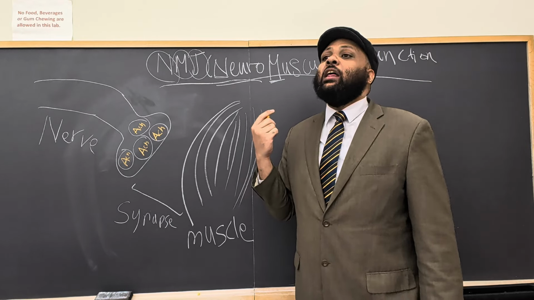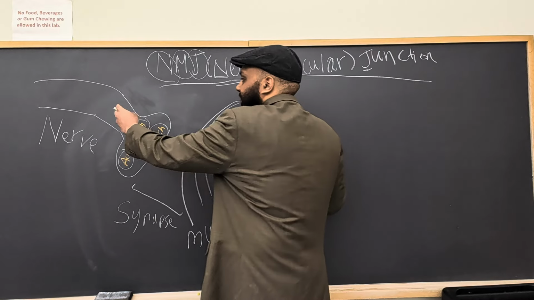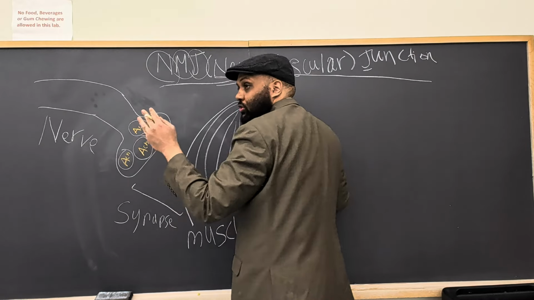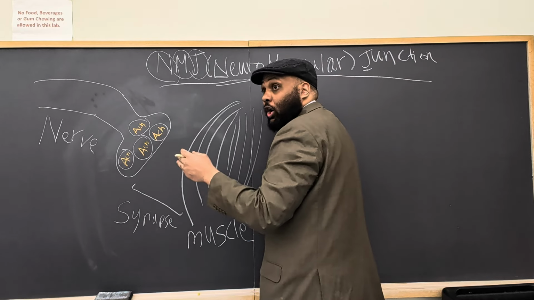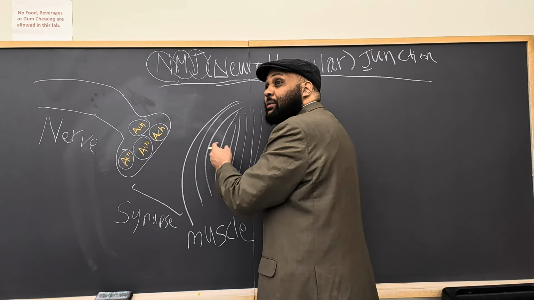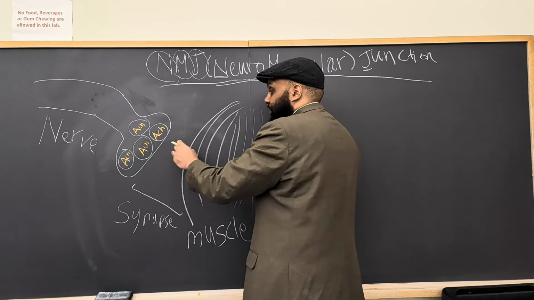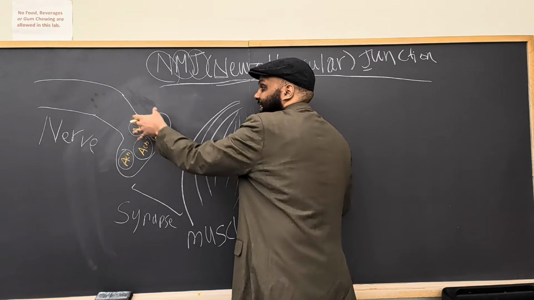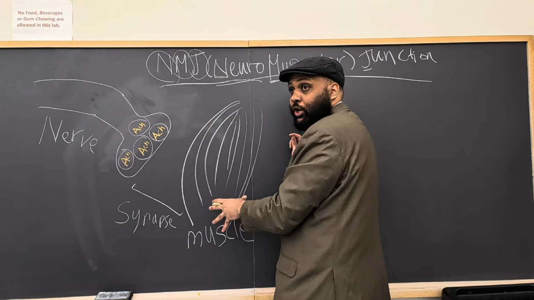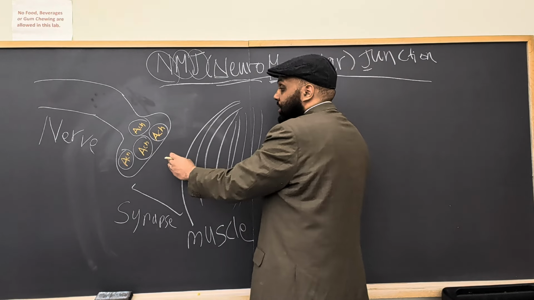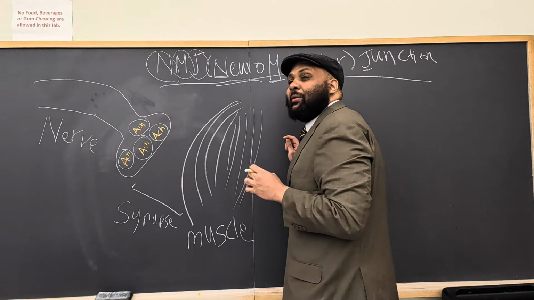The motor end plate. This is the motor end plate. Remember I told you that we have an effector. The effector is always a muscle or a gland, right? So this is the motor end plate. That's the plate of the nerve, and that's the motor effector. So who makes that acetylcholine come out?